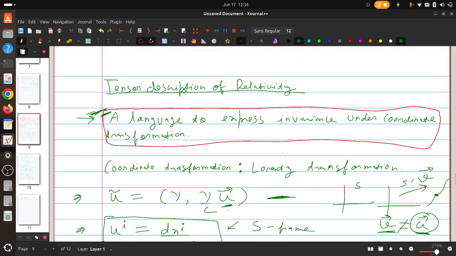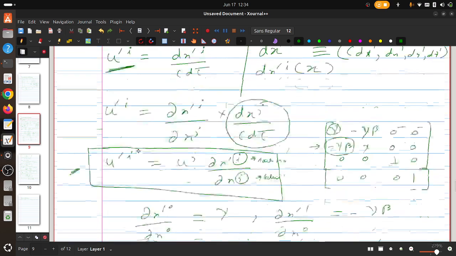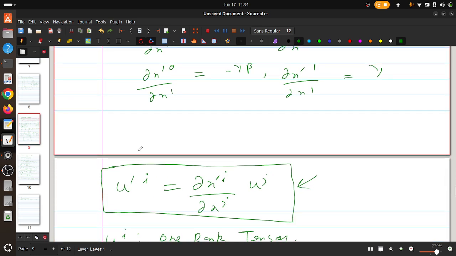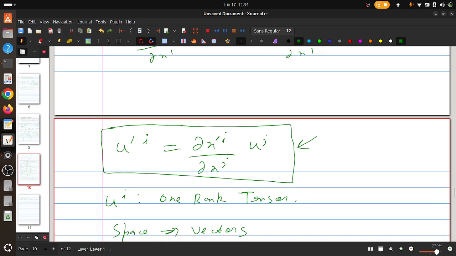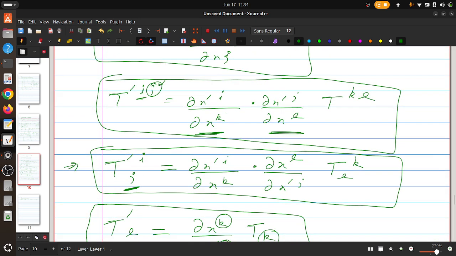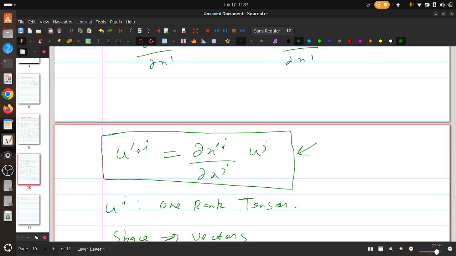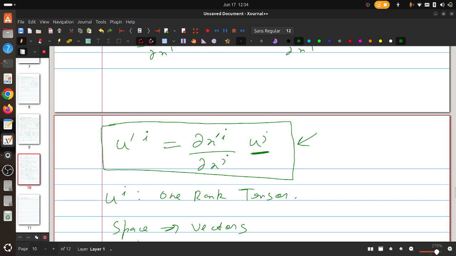Okay, so now we come to the statement which I defined earlier, which is that a tensor is a language to express invariance under coordinate transformation. So right now we have not seen the invariance here, we have just seen how the tensor components really transform. So all these equations in these boxes are saying that you have a particular tensor, let's say our four vector. You have a four vector in the unprimed frame. How does that transform to the S prime frame? This is the equation which tells you that.